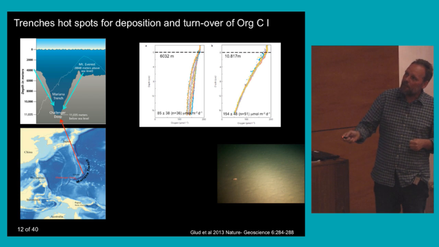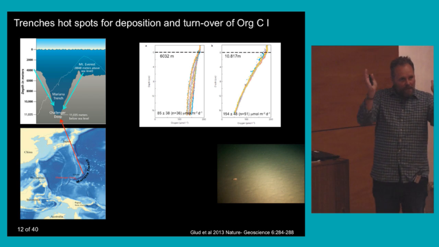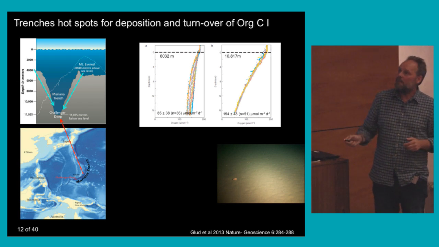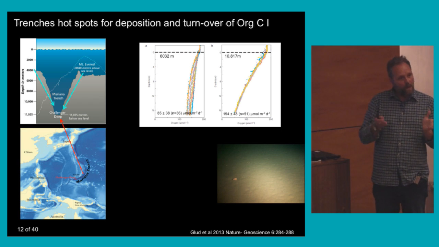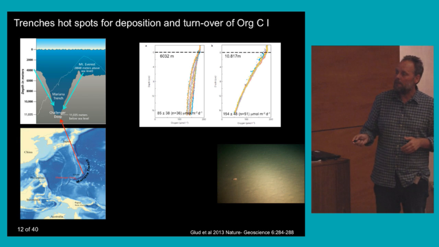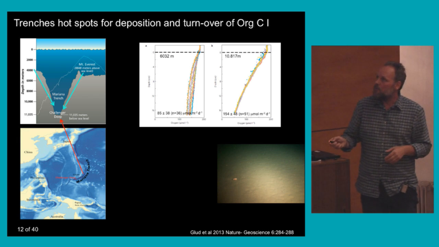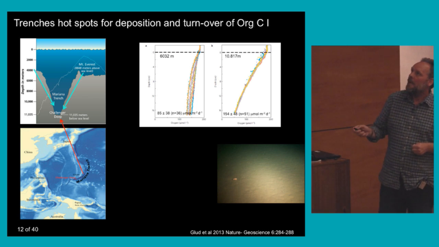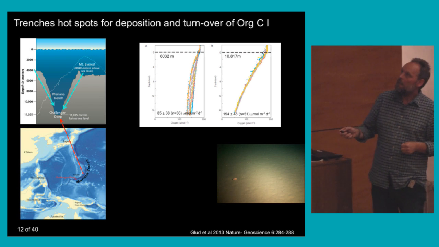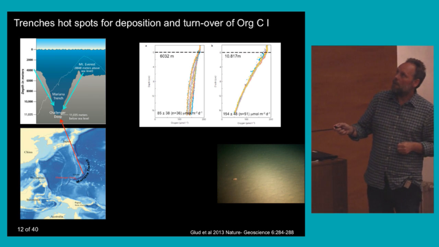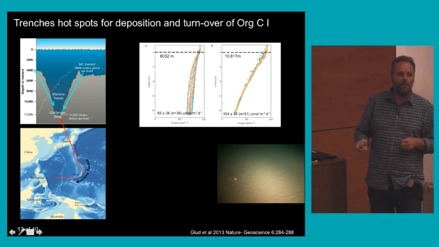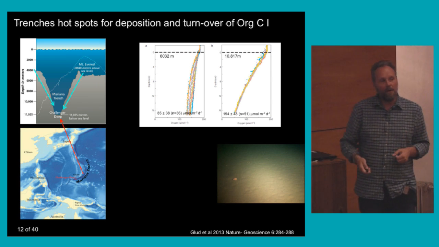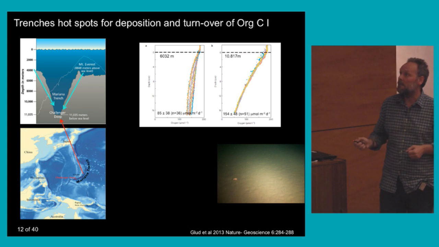But the idea is that when you have these deep trenches, you have a funneling of organic material reaching deep into the sediment, which could lead to a higher deposition and turnover of carbon. And we used benthic landers to go down to the bottom of the trench, and indeed what we saw was here, profiles measured almost at the bottom, the deepest point in the Mariana Trench, and here an abyssal plain site, which is about 50 kilometers to the south of this site.